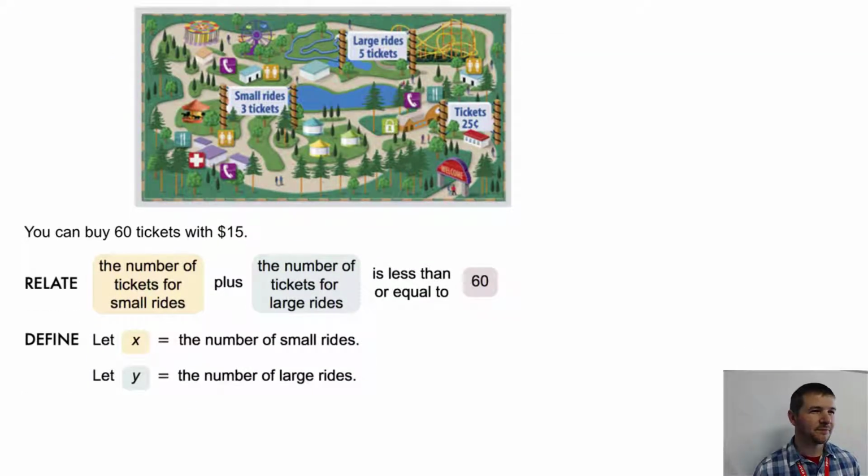And define some variables. We'll let x equal the number of small rides and y the number of large rides. So we'll write 3x plus 5y is less than or equal to 60.